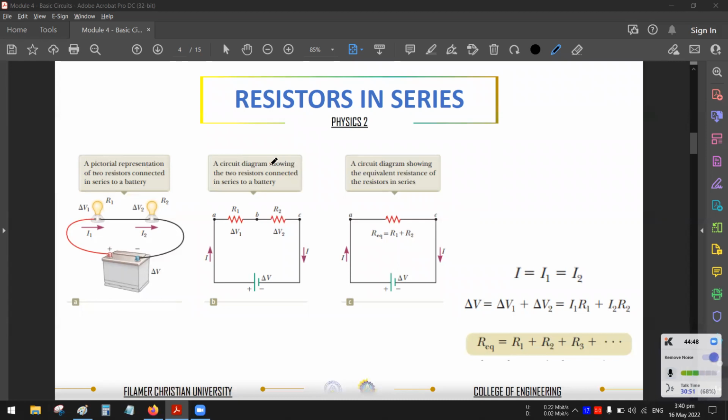So here in the second, in letter B, this circuit diagram is for the light bulbs and a battery. This is the equivalent circuit diagram of our pictorial representation. So what if you wanted to replace the series combination with a single resistor? What would be the value? So that is the question.